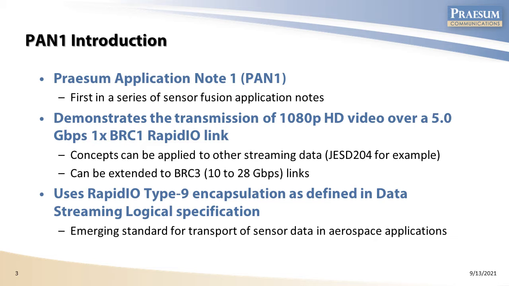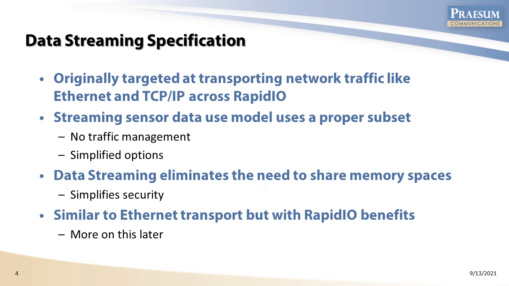It uses the RapidIO Type 9 encapsulation as defined in the data streaming specification, which is an emerging standard for transport of sensor data in aerospace applications. The data streaming specification was originally targeted for transporting network traffic like Ethernet and TCP/IP across RapidIO links. The streaming sensor data use model uses a proper subset of the specification. It omits traffic management and simplifies the options.